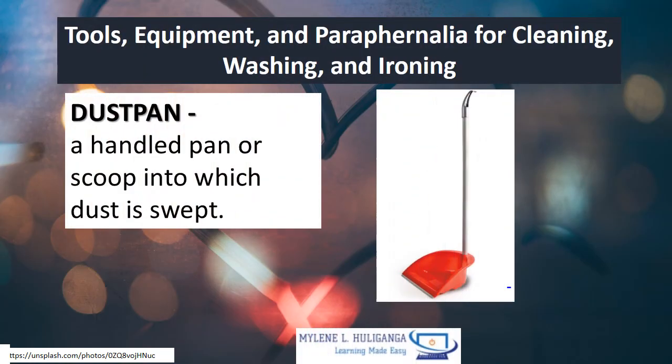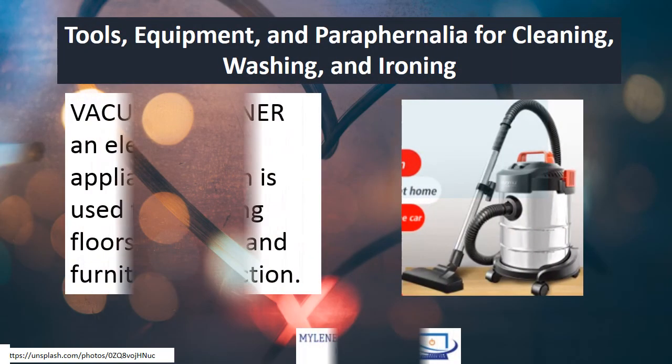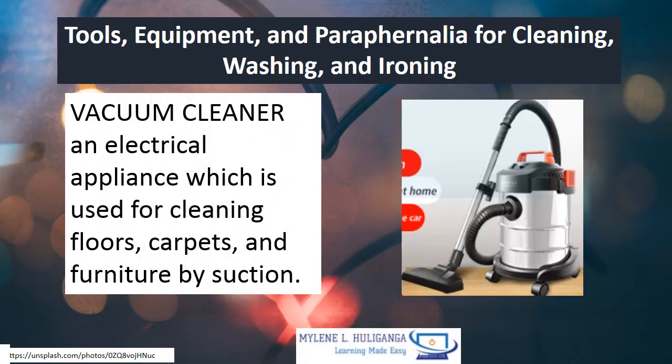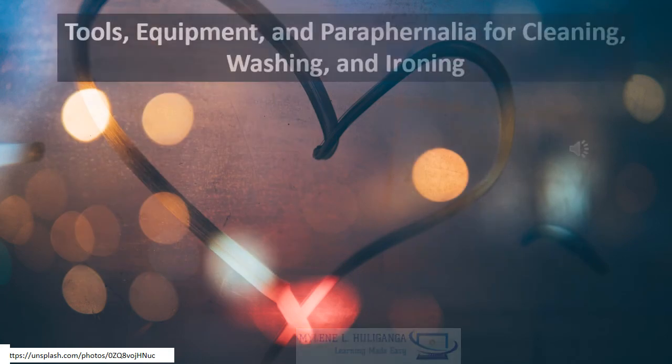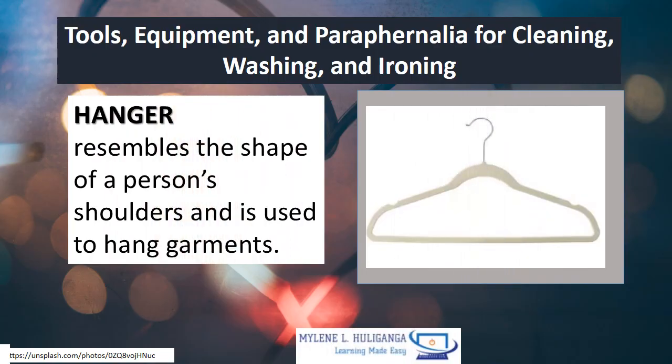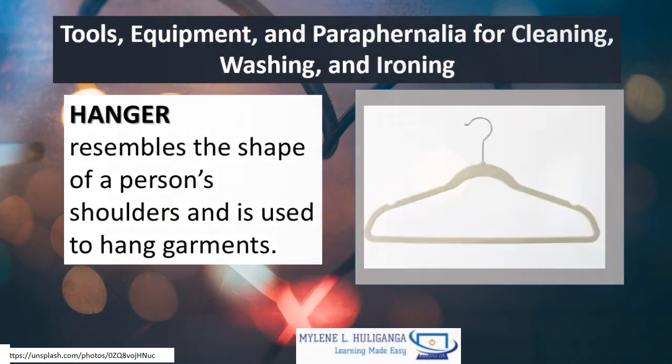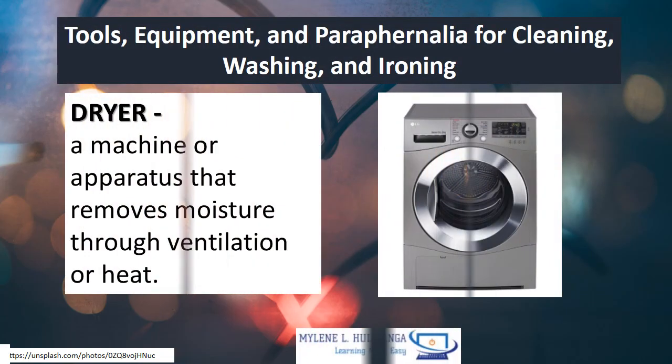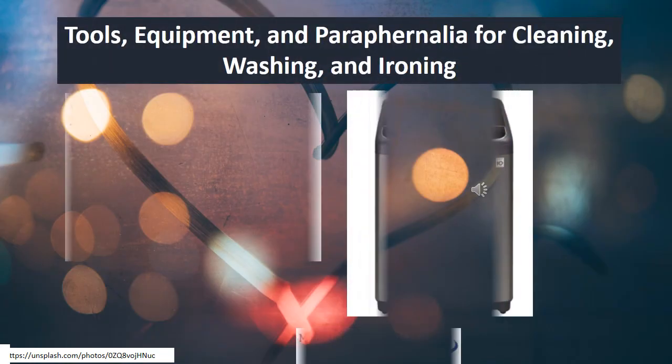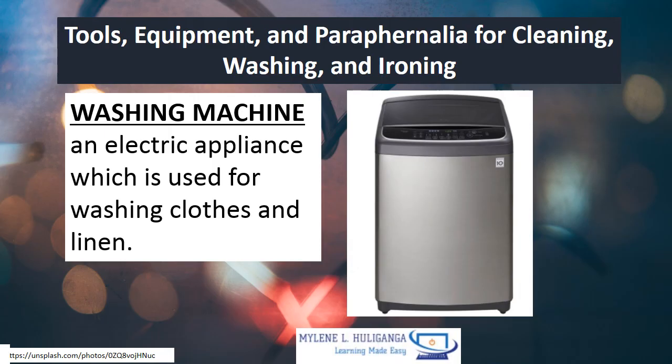Dustpan, a handled pan or scoop into which dust is swept. Vacuum cleaner, an electric appliance which is used for cleaning floors, carpets, and furniture by suction. Hanger resembles the shape of a person's shoulder and it is used to hang garments. Dryer, a machine or apparatus that removes moisture through ventilation or heat. Washing machine, an electric appliance which is used for washing clothes and linen.